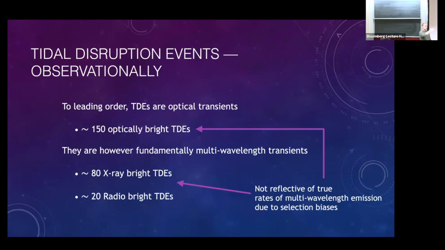It's just that it's very easy to look at the whole sky all the time with an optical survey. And typically, we then find them in X-rays by following up these optical events. And it's very, very expensive to get any radio observations. So the 20 radio bright TDEs just reflects the expensiveness of those observations.